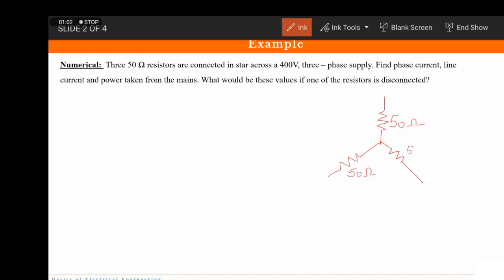We know that the load has to be balanced. We are talking about a balanced system, right? Yes. So this is how the diagram looks like. Okay. And it says that it is connected across a 400 volt three-phase supply. It means that the line voltage is 400 volts.